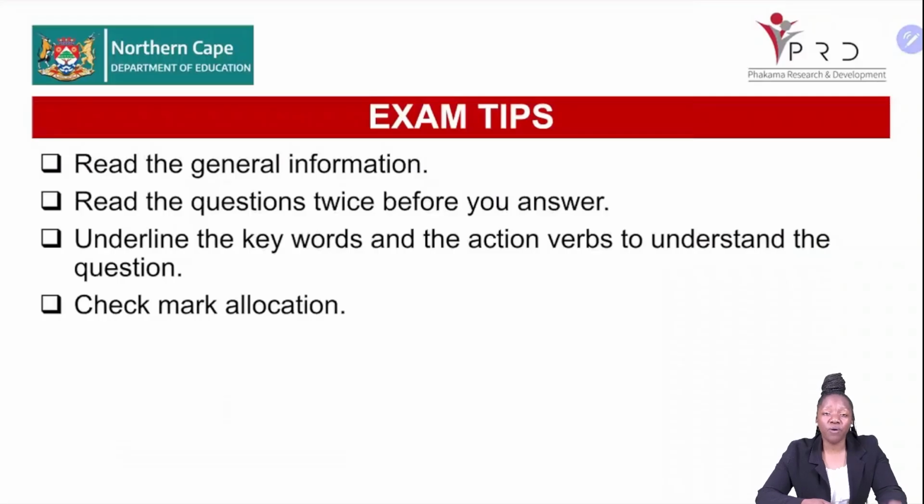Remember, some of the questions do not specify how many responses you're supposed to give, but you need to look at the mark allocation so that you are aware. If it says 1 times 2, it means give one answer that will give you 2 marks. If it says 2 times 2, give 2 answers that will give you 4 marks altogether.